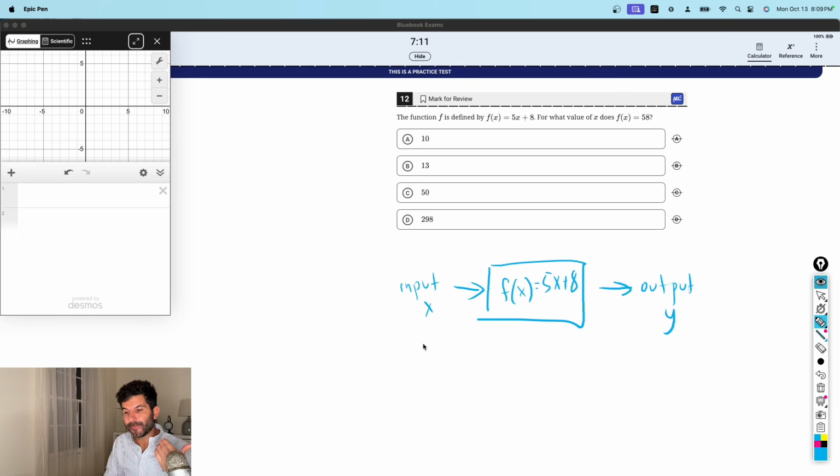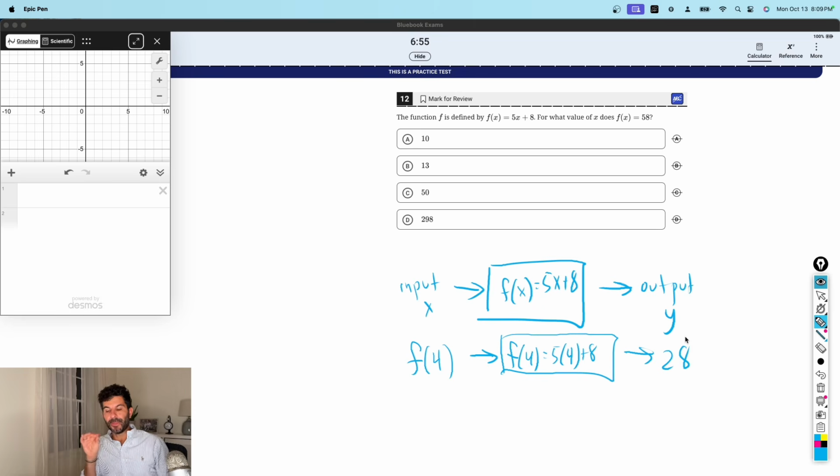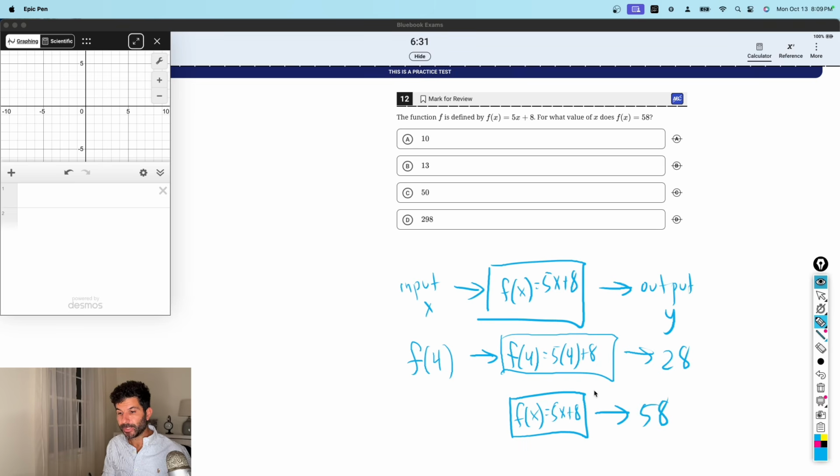So if I said f of 4, just for example, I would put 4 in the box, and this would be 5 times 4 plus 8, and it would spit out a 28, okay? So this question does not provide us with an input to do that. That's what most of them do, or at least what most people are comfortable with. This one pulls a fast one on you if you're not paying attention, and it gives us an output, and it wants to know what is the input that gives me that output of 58.